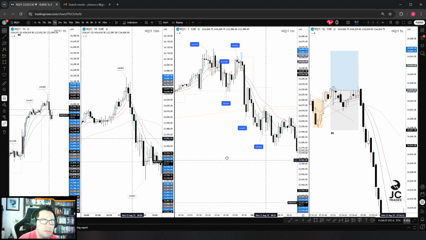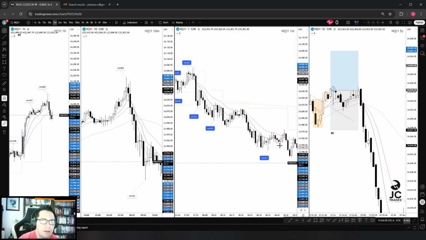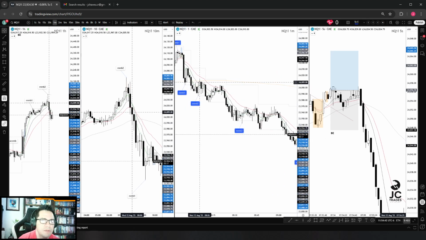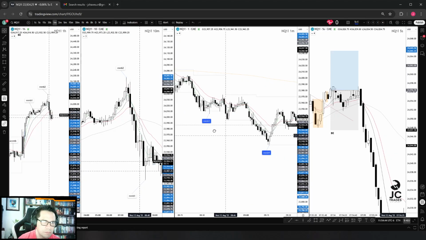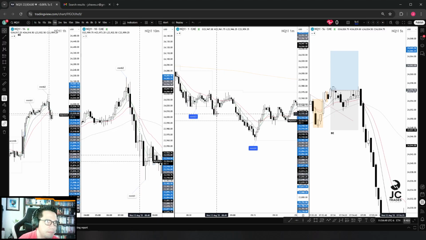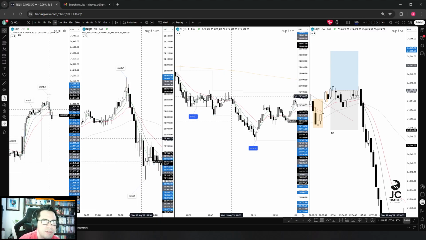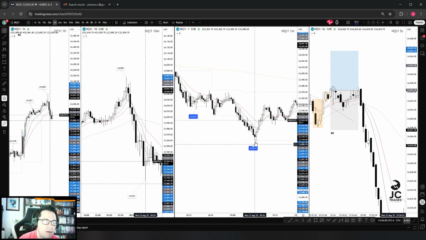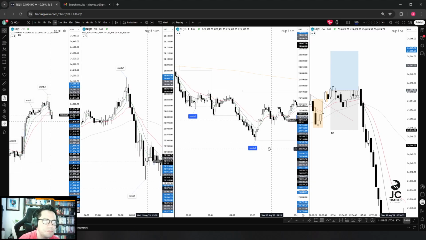Let's go take a look here where that was. So price kept on falling up to this point here at one time. From here, we were expecting price to consolidate and move to the upside. That did not happen, and price continued to the downside, coming up to this point here.